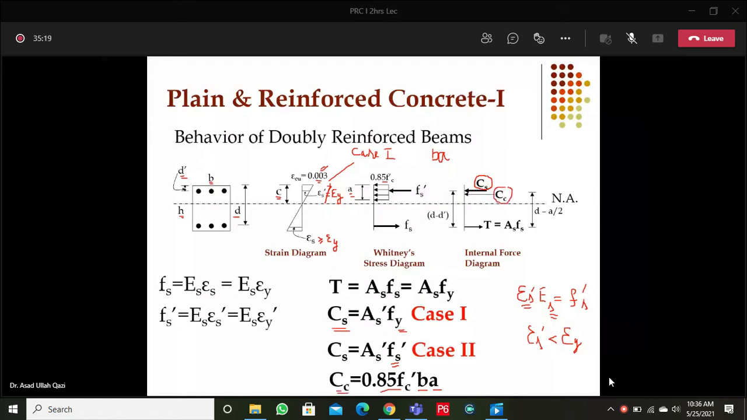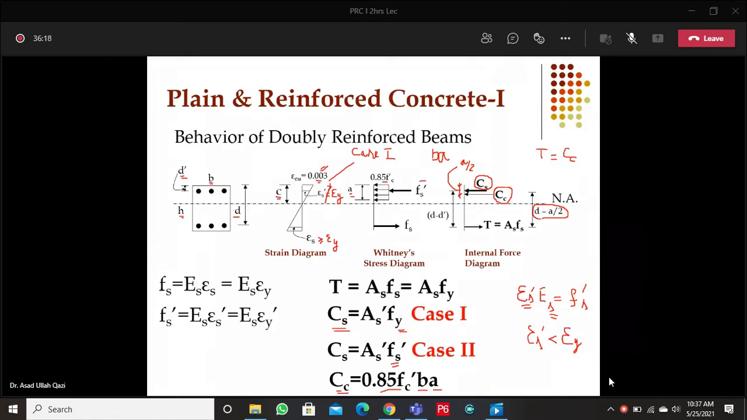In case of singly beams, we know that the point of application of Cc is at a by 2 from top, and we subtract this a by 2 from d to get the lever arm between the steel on the tension side and Cc. So this was our simple moment resistance equation in singly beams, that T was equal to Cc, and T into lever arm or Cc into lever arm, which was d minus a by 2, we can get moment resistance.